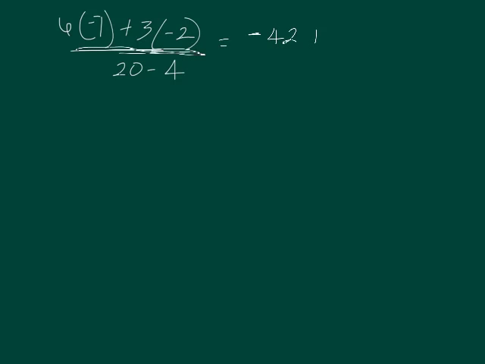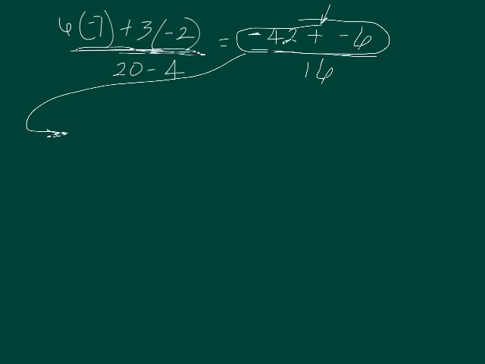And then we've got a 3 times negative 2, so a positive times a negative, which is going to be a negative. Okay, so I kept that plus sign there. And then I've got 20 minus 4, which is 16, just a simple subtraction. Alright, now I'm going to look at my numerator here because I still have 2 numbers there and I need to get that down to 1. So let's bring that over here.